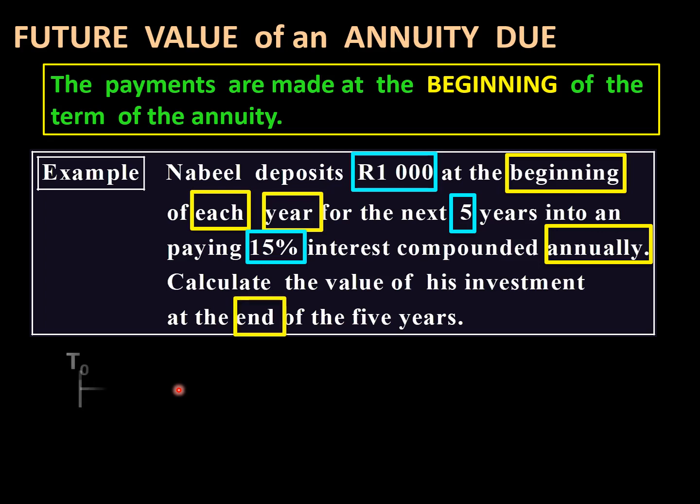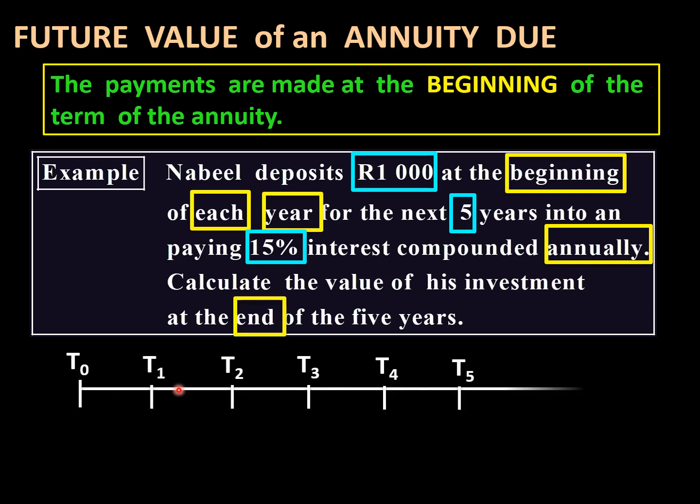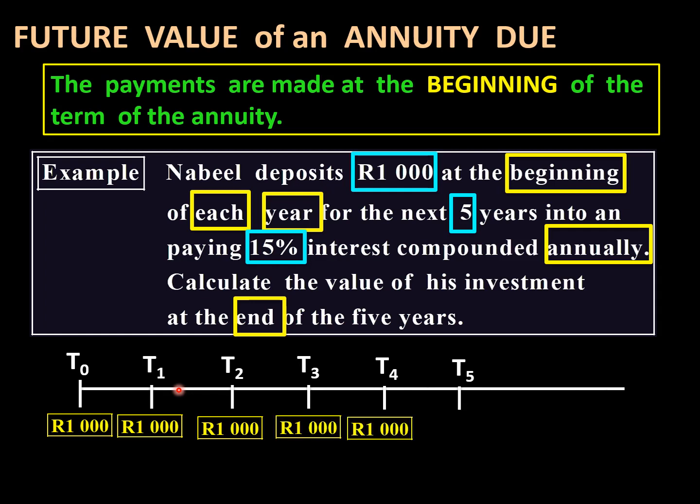Let's look at our timeline. There we have a timeline. Now he's making the payments right at the beginning. Beginning of the first year, beginning of the second, beginning of the third, beginning of the fourth, beginning of the 5th year. And we want to find what is the future value of all these deposits if he makes the deposit at the beginning.